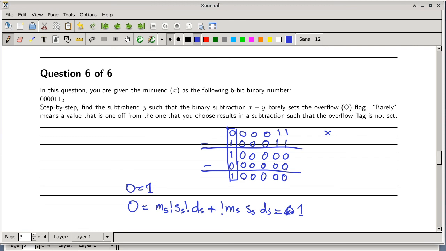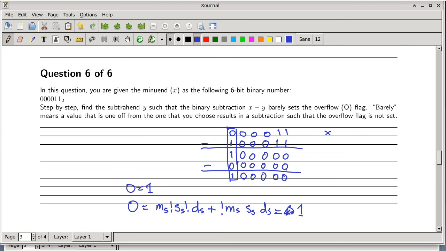Yep. So if we chose 4 for our subtrahend, why is that not barely overflowing? If you chose what? 4 for the subtrahend. Yeah, because the minuend is 3. If the subtrahend was 4, wouldn't that overflow? That is not 4. Okay, I said if we chose 4.